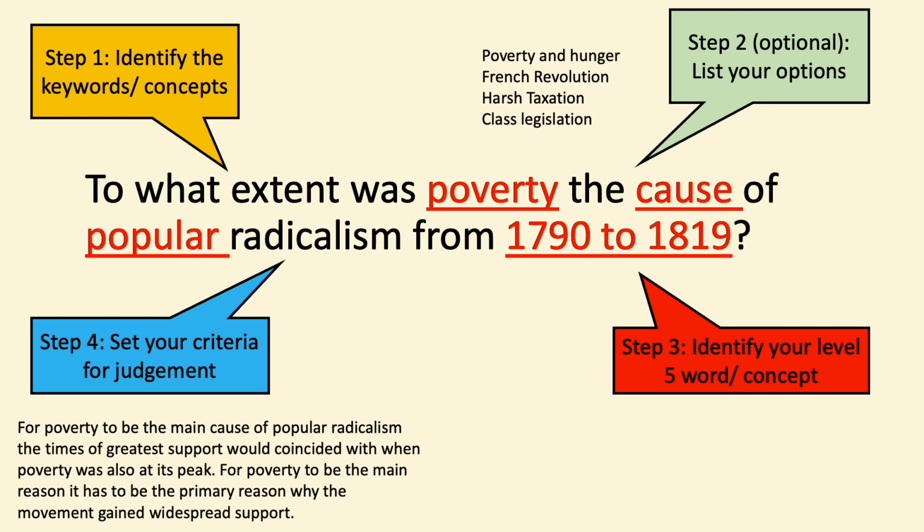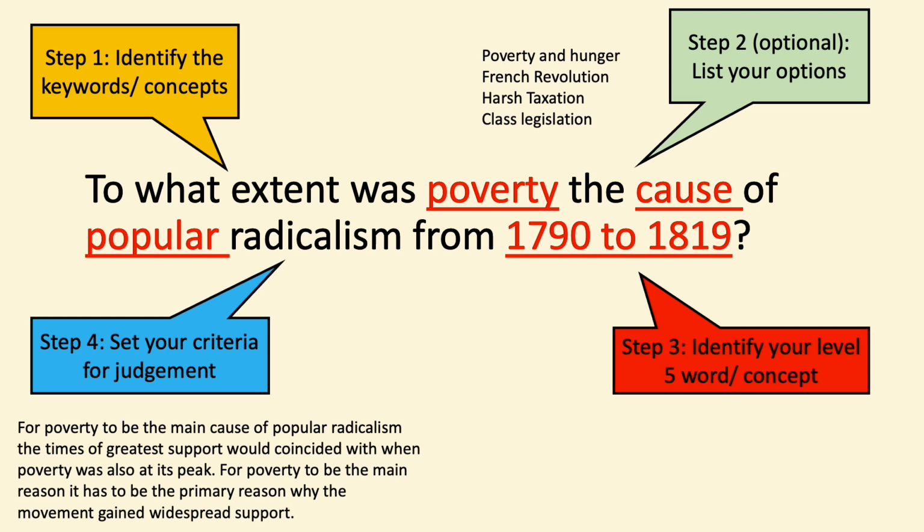Step number 3, identify your level 5 word or concept. Now in this case, the level 5 word is quite subtle. It's actually the word the. So to what extent was poverty the cause of popular radicalism? The word the implies that poverty is the main reason, it's the cause as opposed to a cause. If the question was to what extent was poverty a cause, you just need to discuss the relation from poverty to popular radicalism. But the fact that the question is saying poverty is the cause implies that poverty has a greater role to play than any other factor.